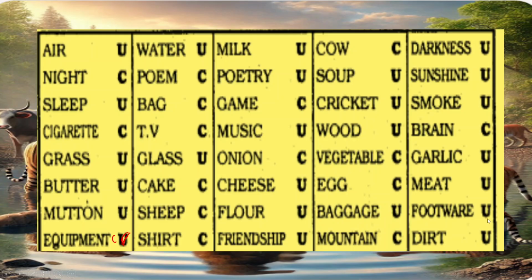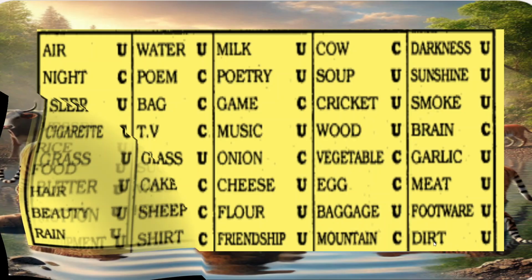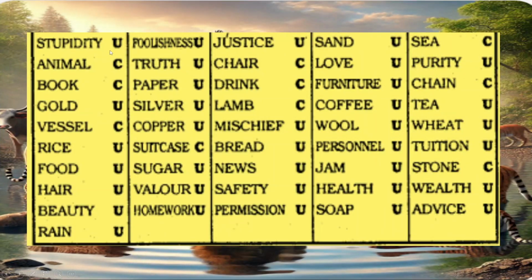Footwear is uncountable. Shoes are countable. Footwear is not. That's why it is considered uncountable. Dust is not countable. It is uncountable. Stupidity is qualitative. That's why it is uncountable. Animals are countable. Bricks are countable. Gold is uncountable. The gold which is there in our house, it is countable. But in general, you say gold in the earth, how much is still hidden in the earth's crust, we don't know. That's why it is considered uncountable.